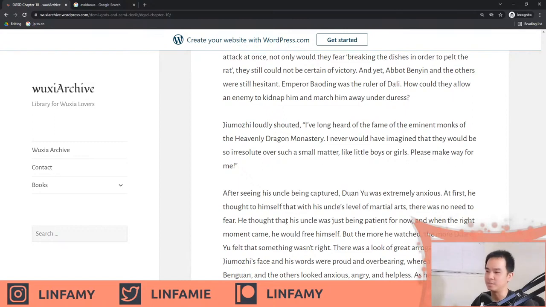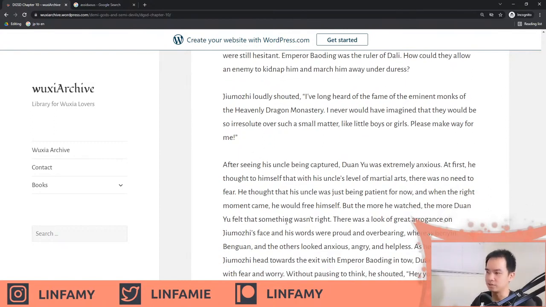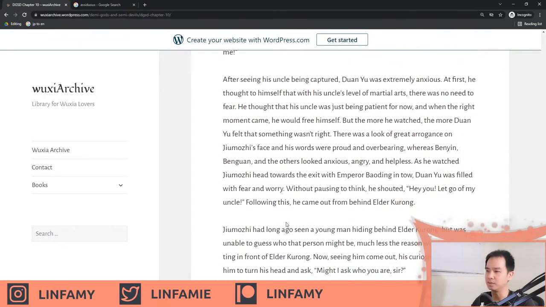After seeing his uncle being captured, Duan Yu was extremely anxious. At first, he thought to himself that with his uncle's level of martial arts, there was no need to fear. He thought that his uncle was just being patient for now, and when the right moment came, he would free himself. But the more he watched, the more Duan Yu felt that something wasn't right.